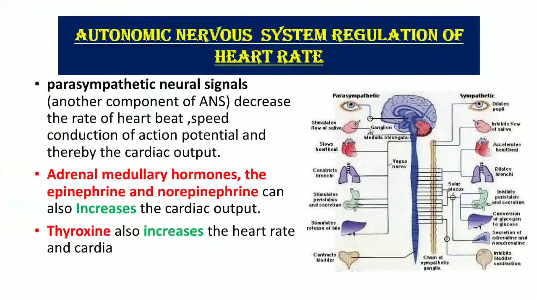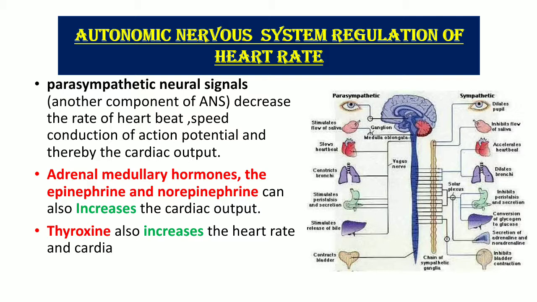What are the hormones which respond in the regulation of the heartbeat? The hormones are the adrenal medullary hormones. The adrenal gland has two portions, the medulla and the cortex region. The medullary region secretes the hormones epinephrine and norepinephrine. These two hormones also help in increasing the cardiac output. Understood. Now we have one more very important hormone, thyroxine. Thyroxine also increases the heart rate and the cardiac output.